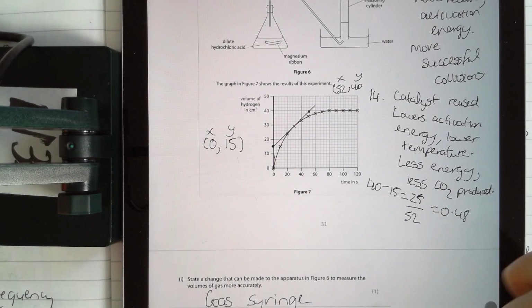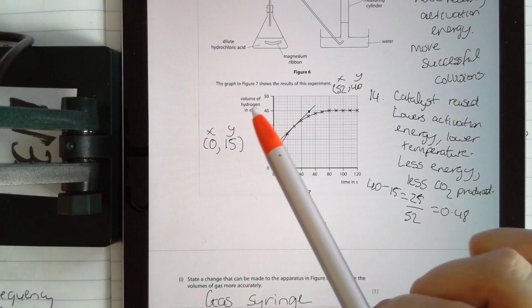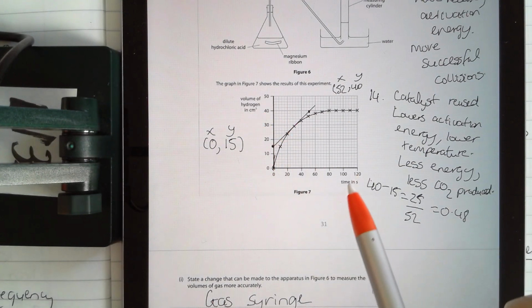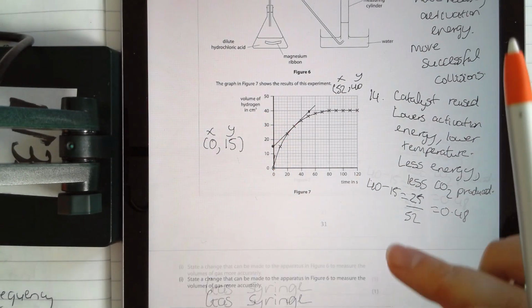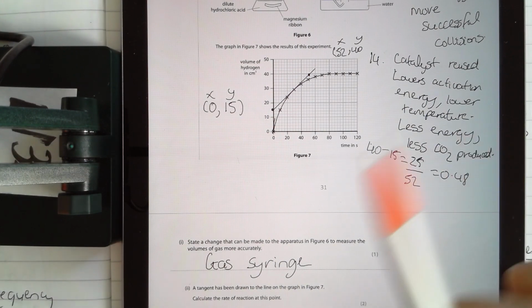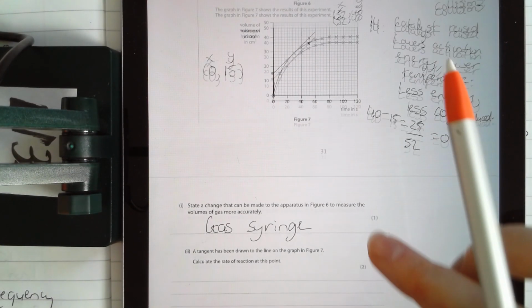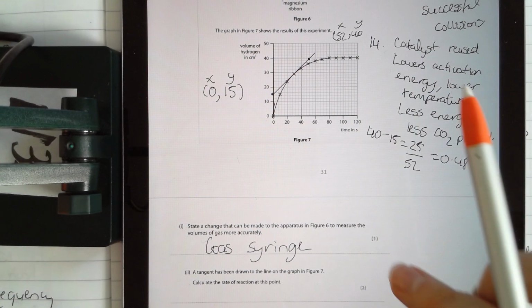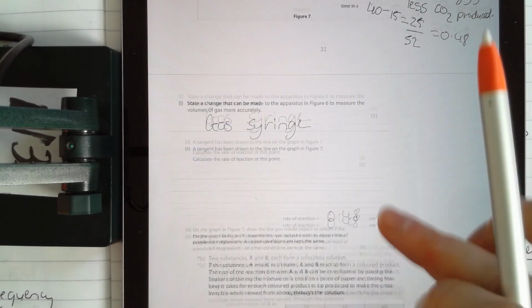Okay, if they didn't give you the unit on the line, you just look at your axes. You've got centimeters cubed on the y, you've got seconds on your x, so it's centimeters cubed per second. Anything in and around 0.48 is going to be fine depending on the points you chose. Okay, they always give you a little bit of a range.